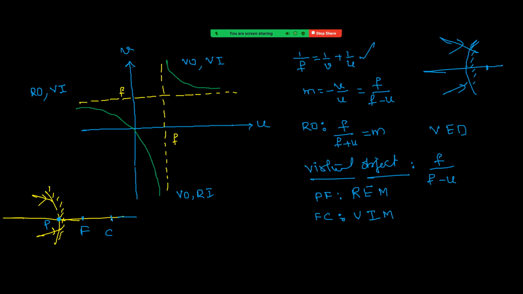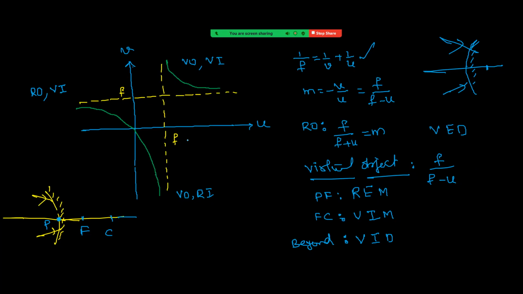Next, if it is now beyond C, what happens? If u value is greater than 2f, this will be less than 1 and negative. Negative, inverted. Magnification negative means inverted. Less than 1, diminished. Right? Negative means u positive, total value negative. So v must be positive. It is virtual. Virtual, inverted because it is negative, and diminished one. Okay. So this is now the nature of image.